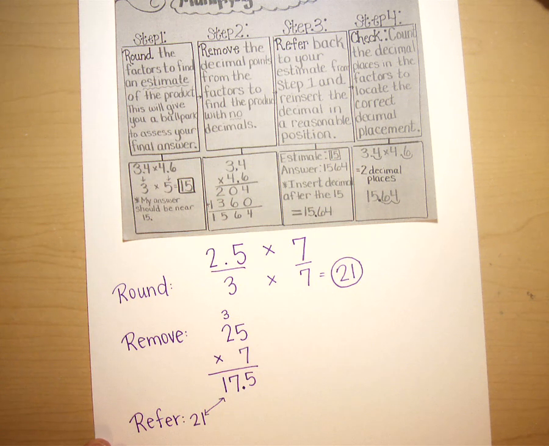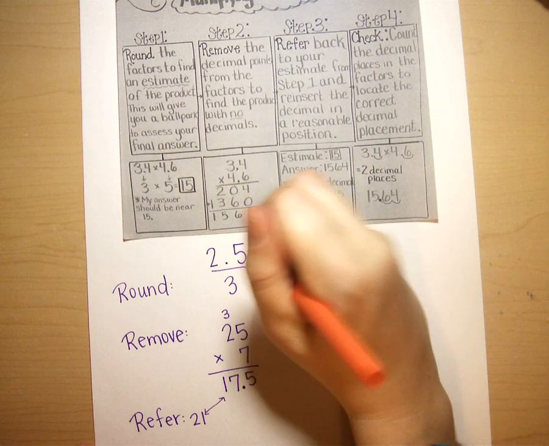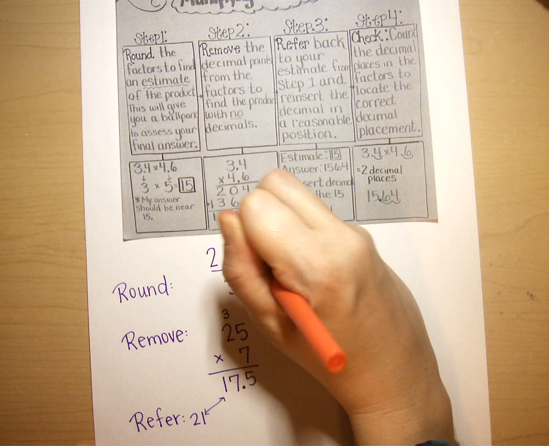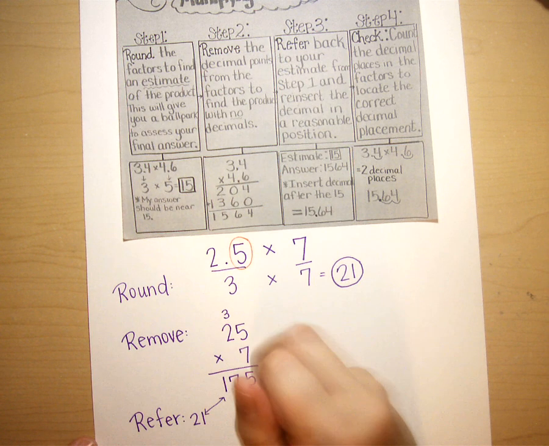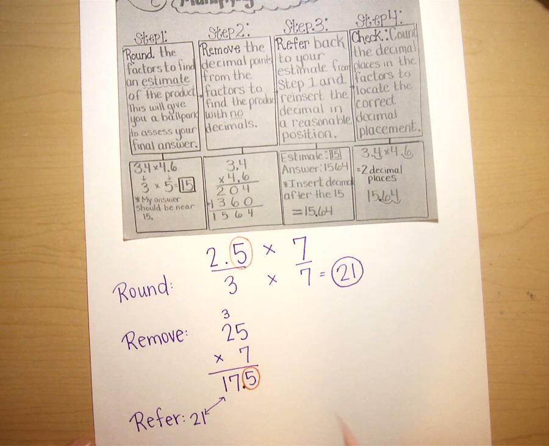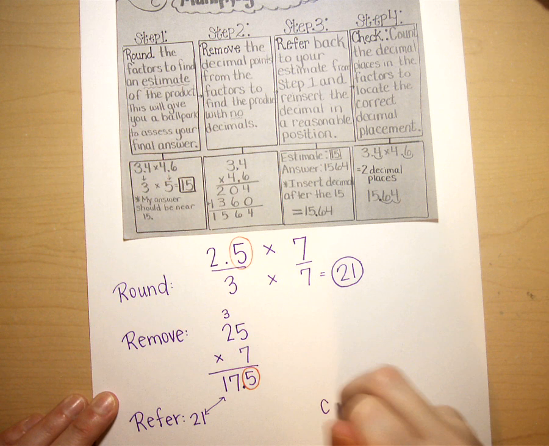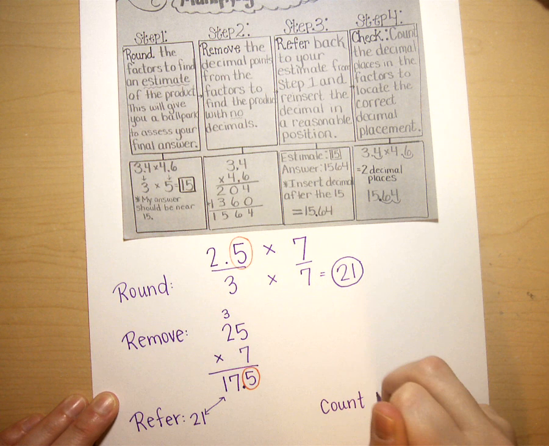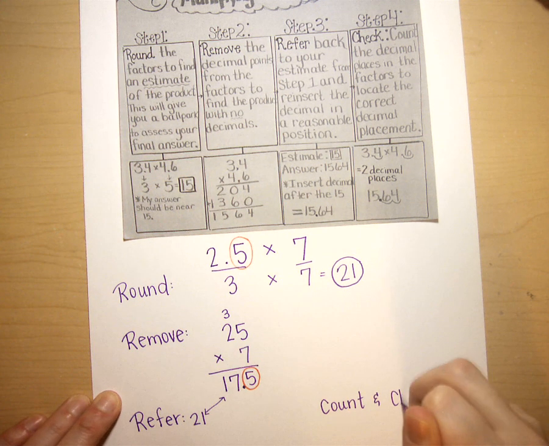Another way we can look at that is there is one digit after the decimal in my equation. So I'm going to have one decimal in my answer. And that is our last step. That is our count and check step.